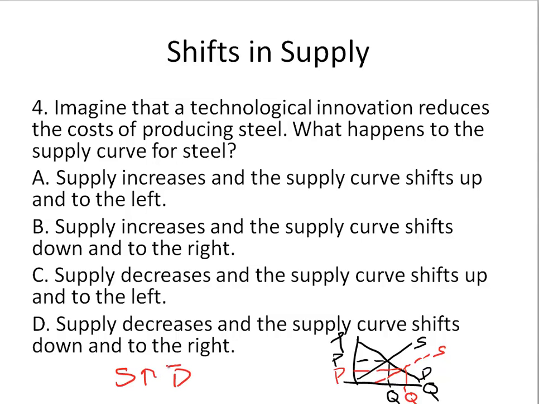Demand curve did not change. I'll put a bar above it to show it did not change. Price goes down, quantity goes up. Which one's our right answer? It's about supply, so it's got to be A or B. Supply increases and supply shifts down and to the right. That sounds great. And we didn't have to be told about price and quantity, but definitely price would have gone down, quantity would have gone up.